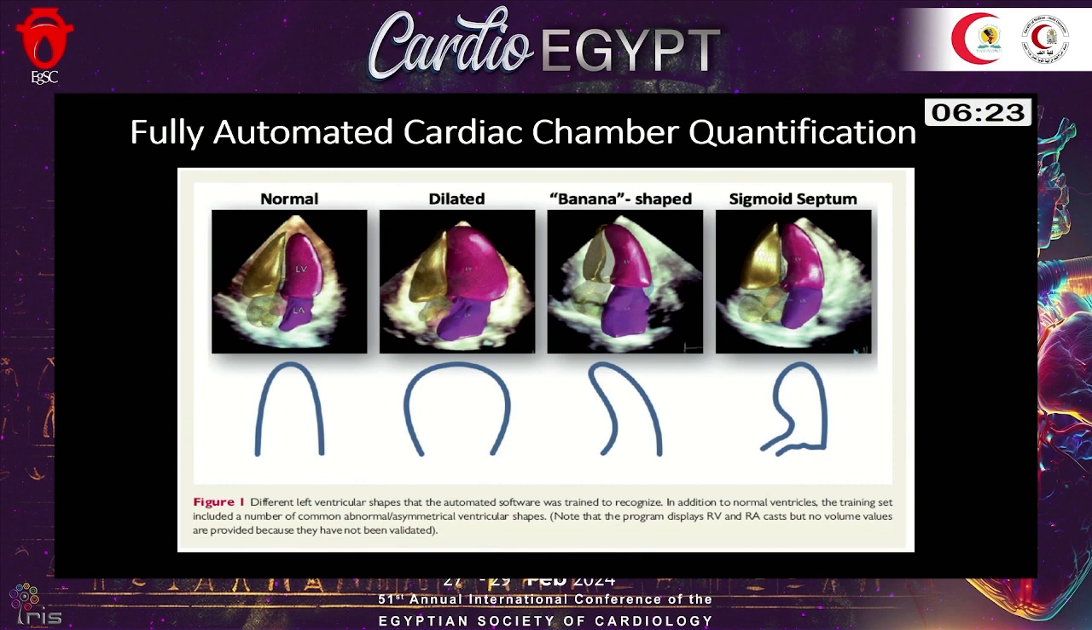The beauty of these kinds of tools is that, in order to allow the software to detect this, it has anatomical intelligence, like a kind of artificial intelligence. In order to develop this skill for the software, they fed it with thousands and thousands of studies of different kinds of geometry. So you can do this for a normal shape of the LV, for the dilated LV, for the banana-shaped LV, for the sigmoid septum. As long as there are 4 chambers in the heart, it can work.